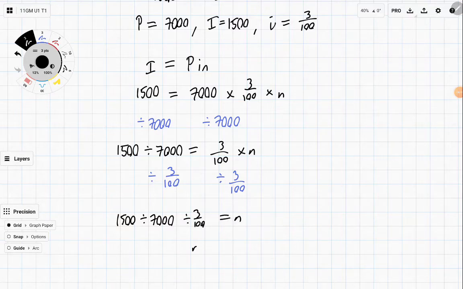Well, let's just work out what that on the left equals. Alrighty, it's equal to 7.142, and I'm going to round that to 7.14.